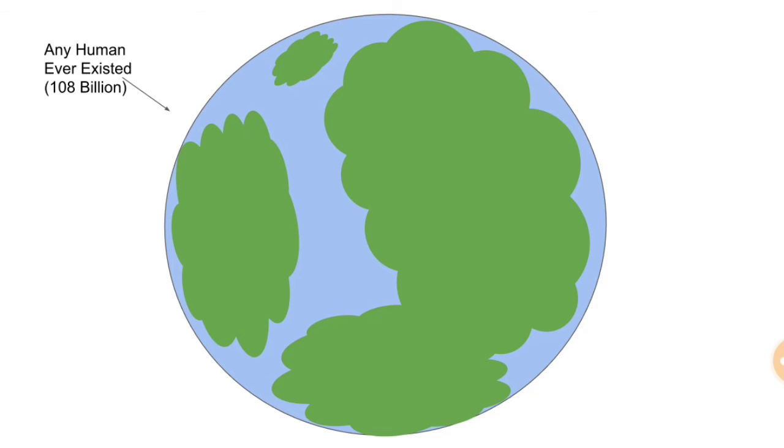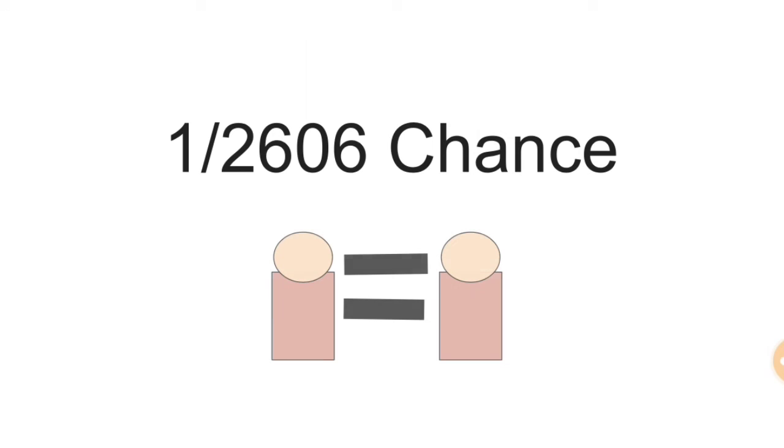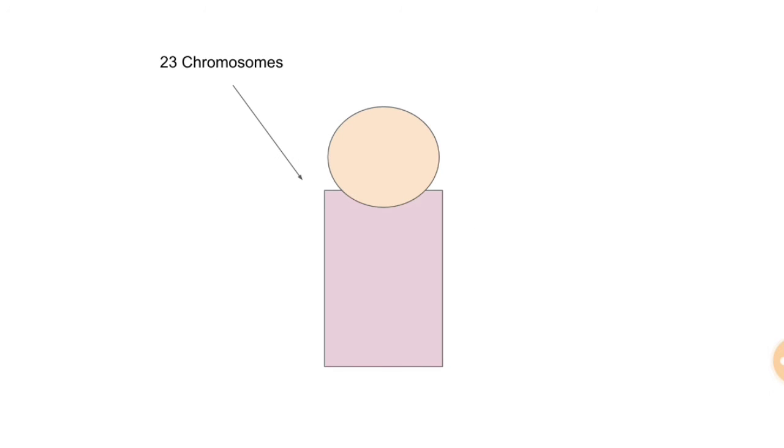Another comparison. If every human that ever existed on Earth came from the same mother and father, it would be a 1 out of 2,606 chance that one of them would be a genetic clone of the first kid that they had. But these statistics would only work for a human, because other animals have different amount of chromosomes.